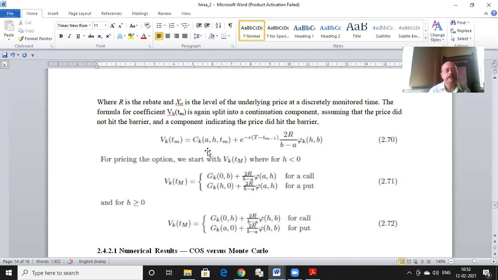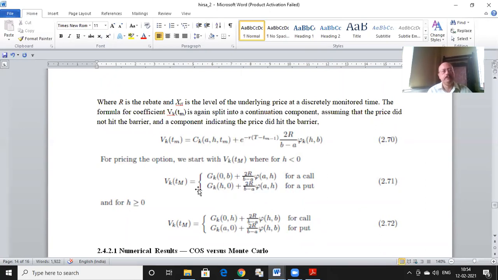The CK is the continuation component, assuming that the price did not hit the barrier. This is the continuation component, and this is the rebate component. The rebate component corresponds to the situation where I have actually hit the barrier, so the contract gets terminated. And this is the expression for that rebate part. Of course, there is a time discounting involved because I am going to evaluate everything at time 0.